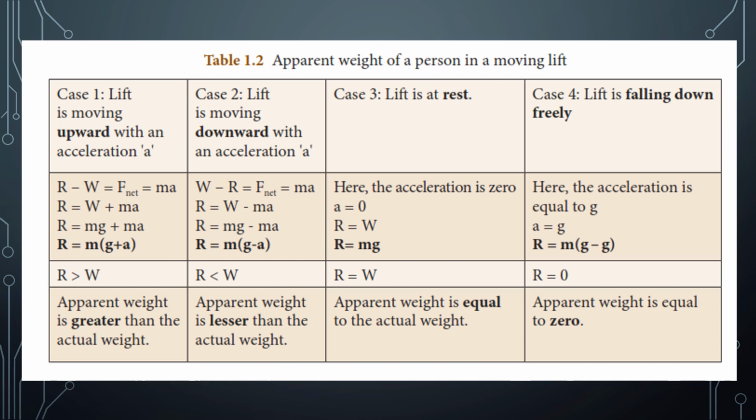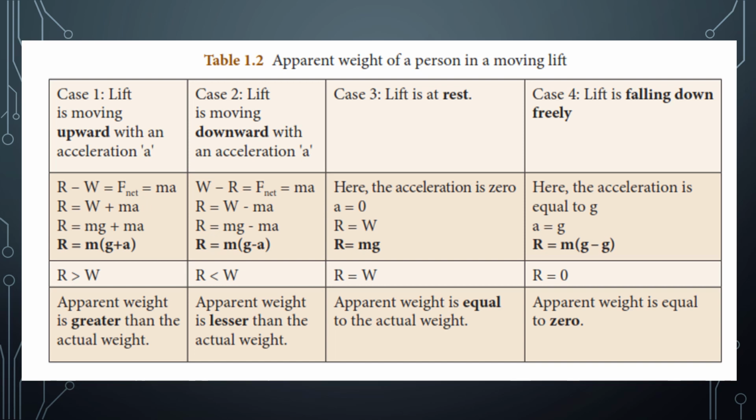Apparent weight of a person in a moving lift. Case 1: Lift is moving upward with an acceleration a. Case 2: Lift is moving downward with an acceleration a. Case 3: Lift is at rest. And case 4: Lift is falling down freely. At that time, what happens to the apparent weight?